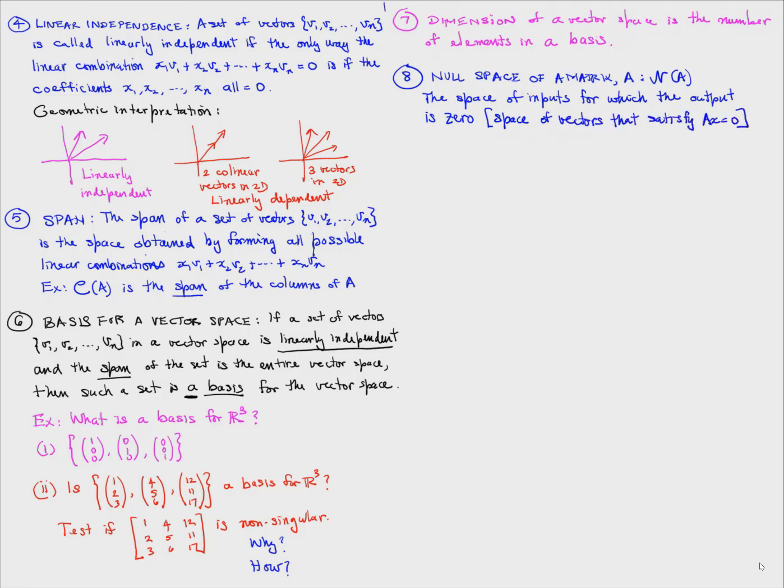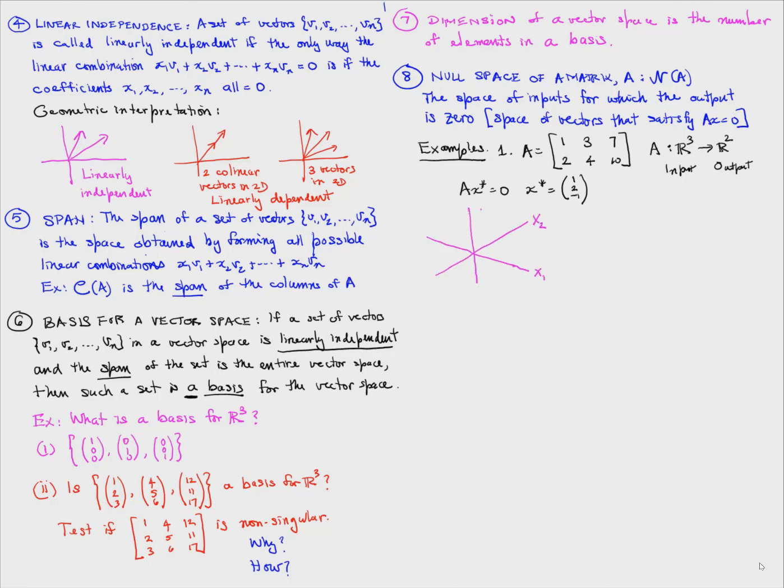Let's look at an example. Let's take this matrix A, (1, 2, 3), (4, 7, 10). So A takes R3 to R2. We understand what that means now. Is there a vector x star such that A times x star is equal to 0? Just by inspection, we can figure out that A times (1, 2, minus 1) is 0. So if we take the line that contains (1, 2, minus 1), that entire line is the null space of A because that entire line is mapped to 0. Think about this, understand what that means.